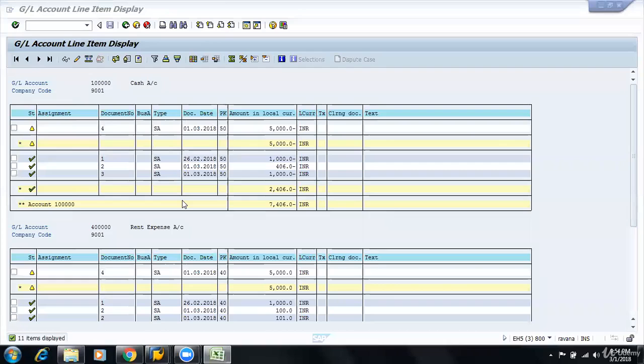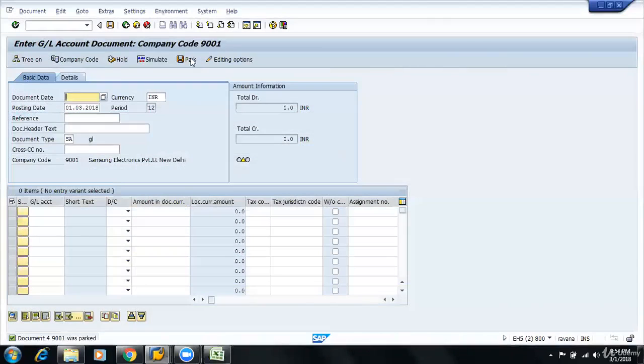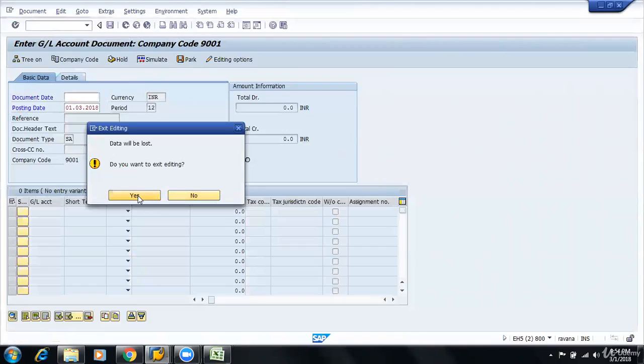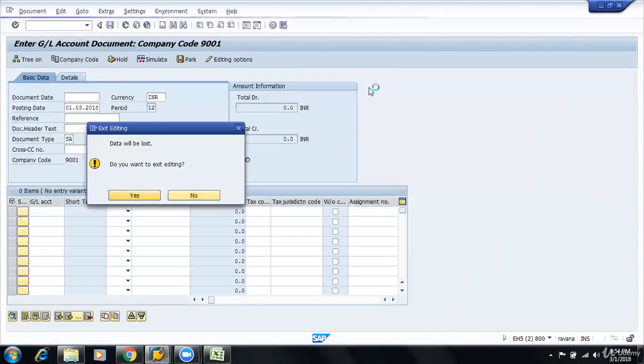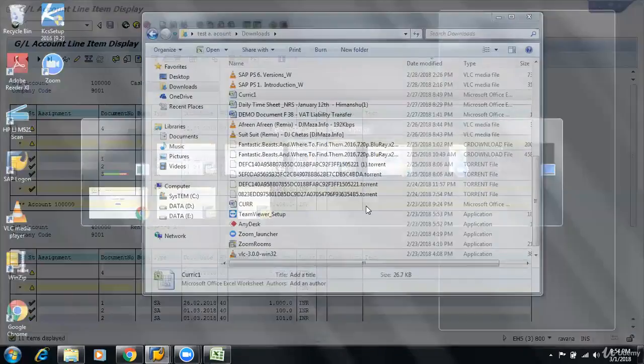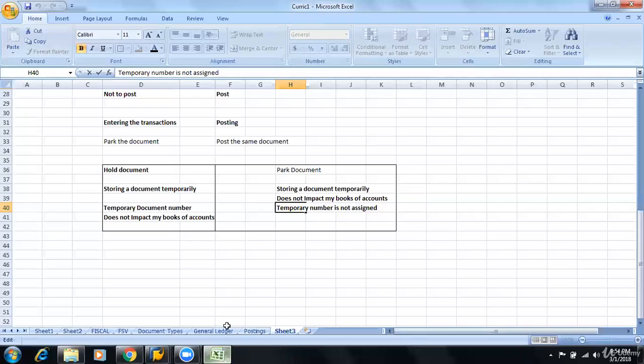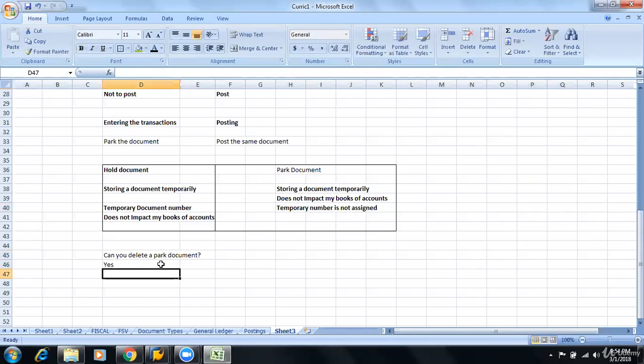So let's go back to postings. As I already told you, let's see how to delete a park document. This is also a very important interview question. Can you delete a park document? Answer is yes. Then the question comes up from the interviewer.